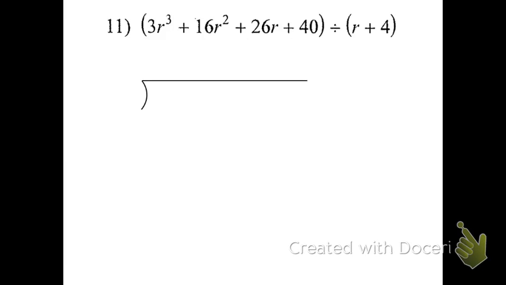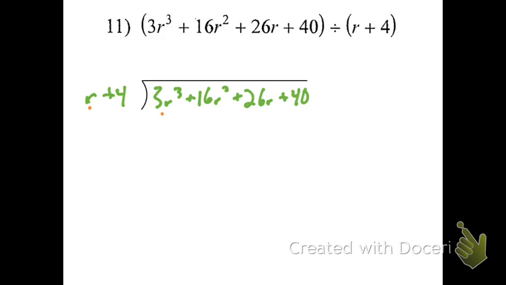All right. Number 11. All right. r plus 4 goes on the outside. 3r to the third plus 16r squared, 26r and 40 go inside. I think when I was a kid, we called them the barn door or something like that. So there's that. What do you multiply by r to get 3r to the third?